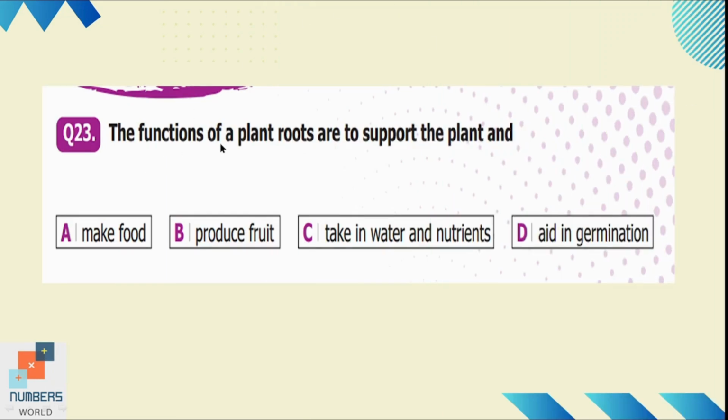Question number 23. The functions of a plant's roots are to support the plant and option A, make food. B, produce fruit. C, take in water and nutrients. D, aid in germination. So roots take in water and nutrients from the soil. So option C is the correct option here.